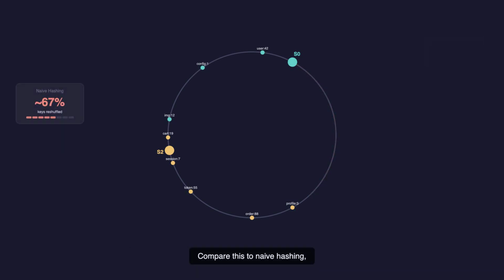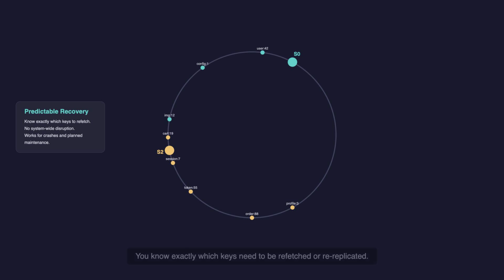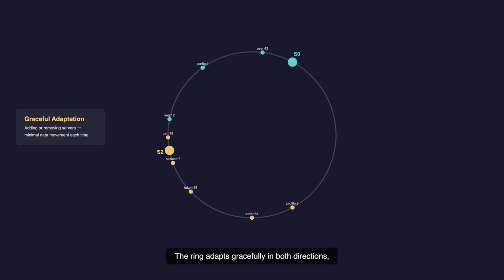Compare this to naive hashing, where losing one server out of 3 reshuffles about 2/3 of all keys. With consistent hashing, only 1/3 of the keys move, and they all go to a single known destination. This makes recovery predictable. You know exactly which keys need to be refetched or re-replicated. There's no system-wide disruption. And this works just as cleanly whether the server crashed unexpectedly or was deliberately removed for maintenance. The ring adapts gracefully in both directions, adding and removing servers with minimal data movement each time.